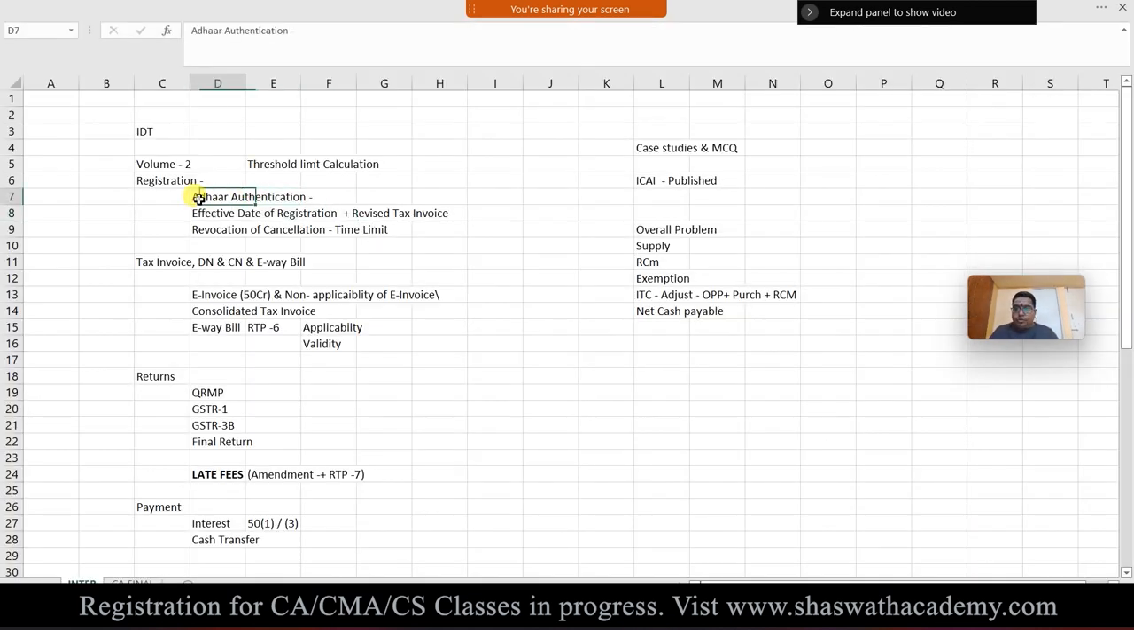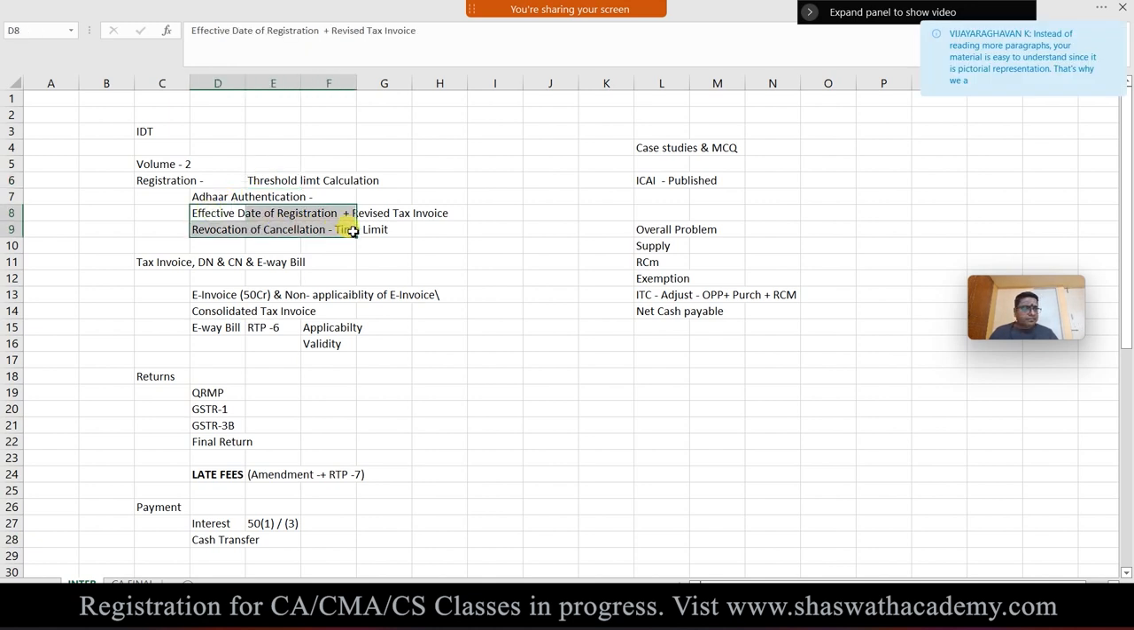in my objective, I am completing two important aspects. First, the threshold limit I have covered for you. Second, I have covered the Aadhaar authentication. Shall we go to the effective date of registration? Yes, sir. Thank you, Vijay Raghavan. Thank you so much. We are going for the effective date of registration.